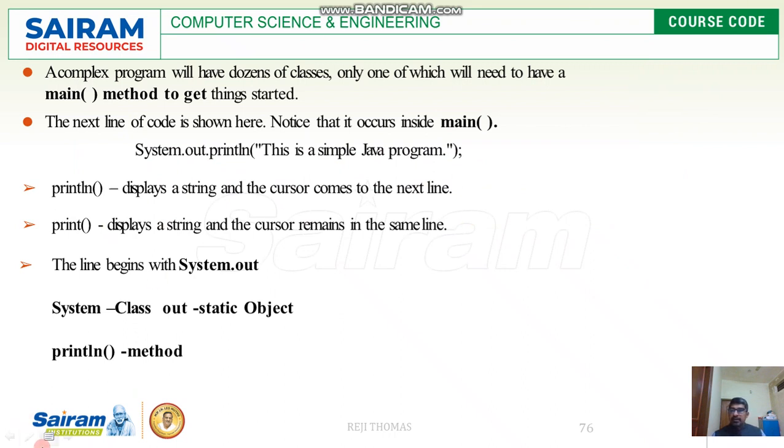And look at the print statement. The println is going to display a string, and once the display is over, the cursor will go to the next line. Print is the same as println, but the cursor will remain on the same line. This begins with System.out. You might have noticed, System is a class, out is a static object, and println is a method.